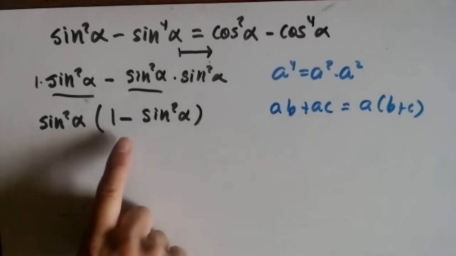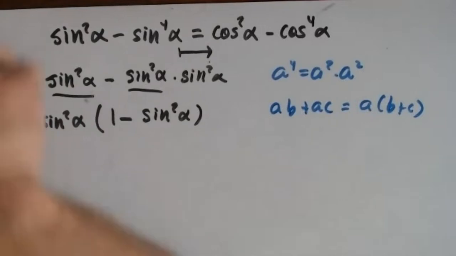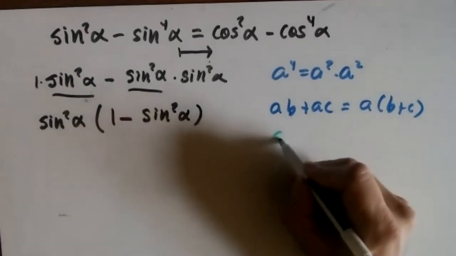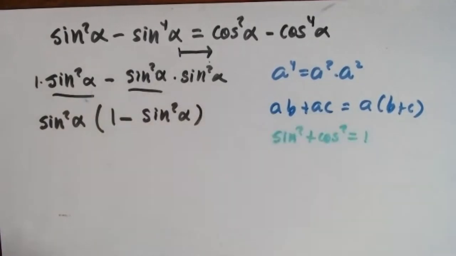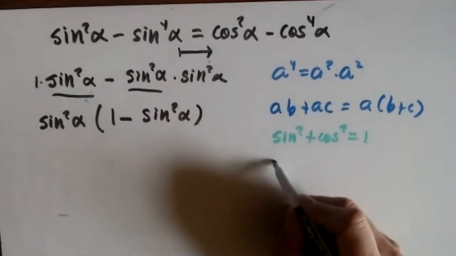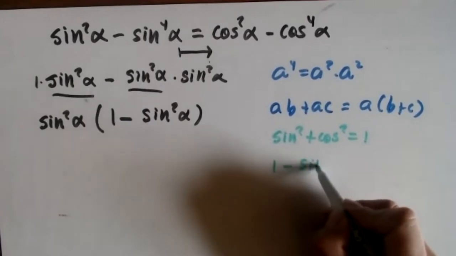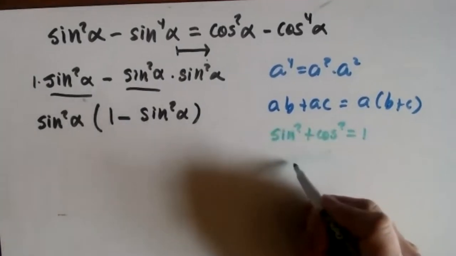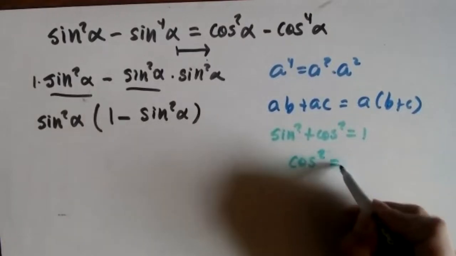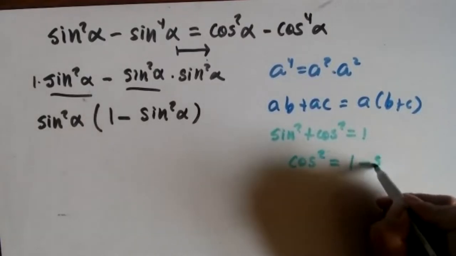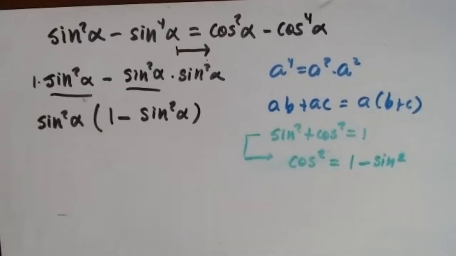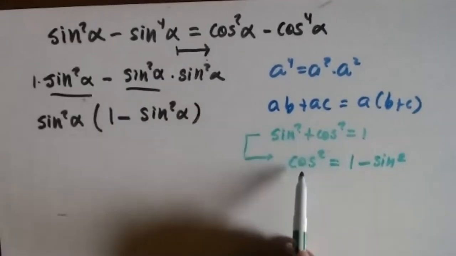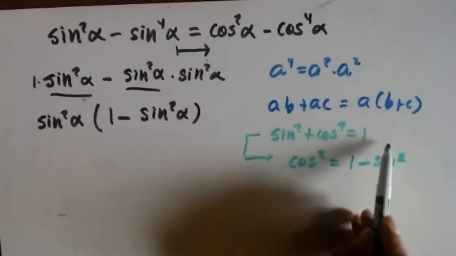Okay, now, 1 minus sine squared. Well, you have to remember, precalculus. Sine squared plus cosine squared is 1. So cosine squared equals 1 minus sine squared. How do you get this one? So you just move the sine to the other side, correct? Sine squared plus cosine squared is 1, so cosine squared is 1 minus sine squared. So you move this to the other side.